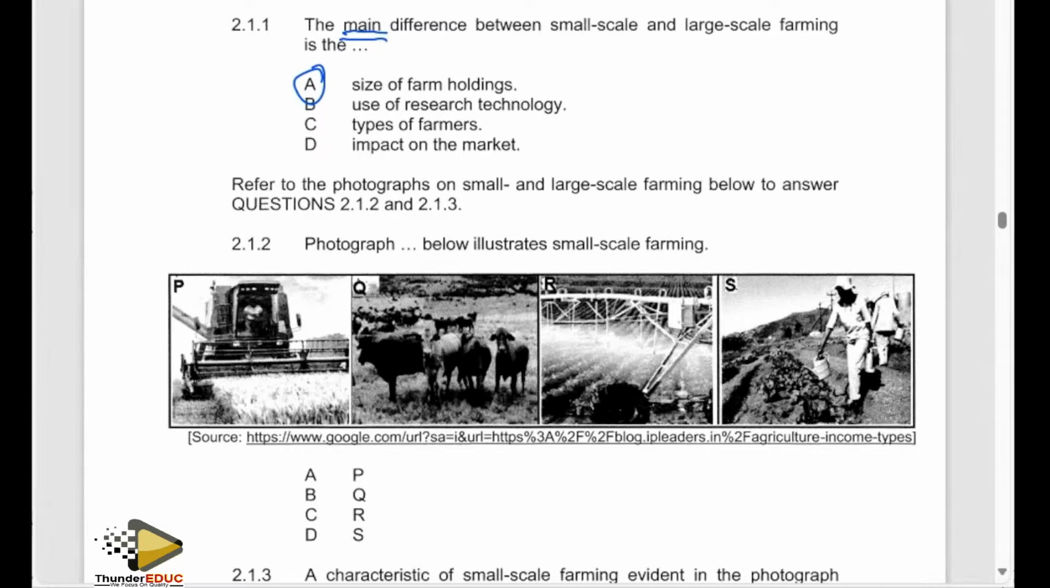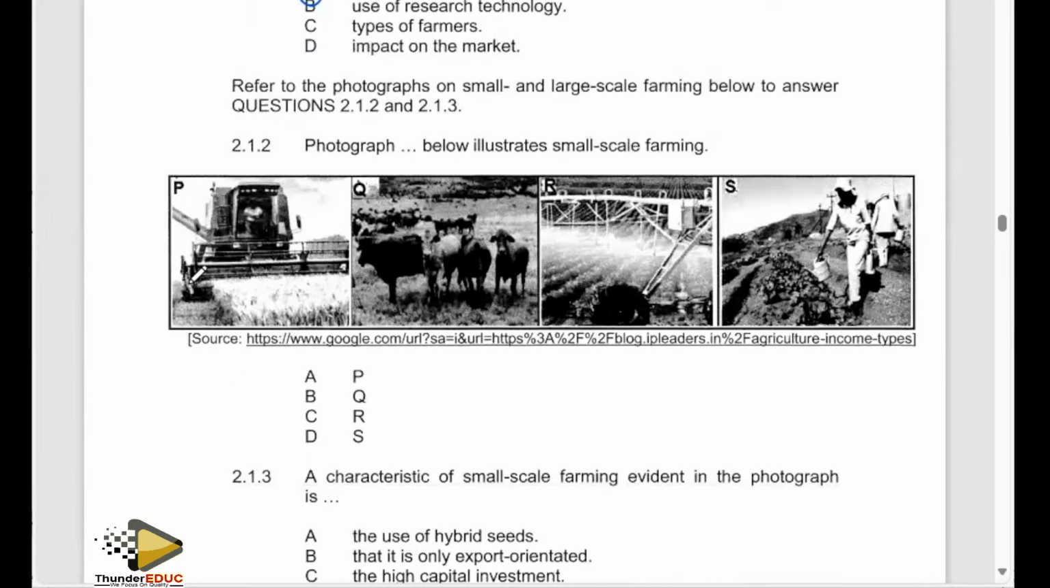The photograph below illustrates small scale farming. We are seeing there's this combined harvester, which is harvesting, maybe definitely this is wheat. And we have this cattle farm. This is definitely some form of cattle ranging. And also we have this pivot, which is irrigating this piece of land. And we have these two guys who are holding watering cans, who are watering probably their vegetables. So those are our four forms of farming which are happening.